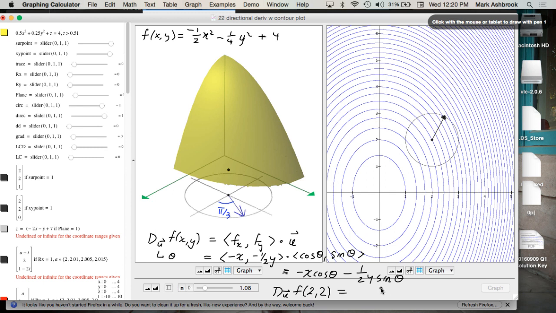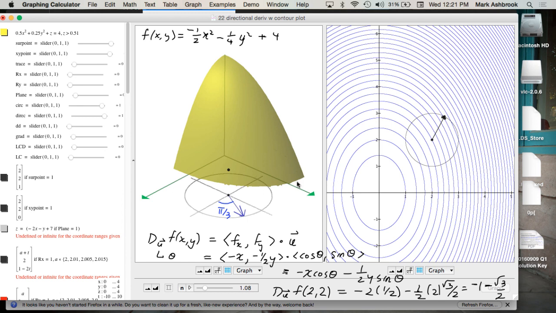Remember your cosines and sines? I picked pi over 3, see if you remember. Cosine of pi over 3 is 1/2. So this would be negative 2 times 1/2 minus 1/2 times 2 times square root of 3 over 2. And so what does that all come out to be? Negative 1 minus radical 3 over 2. Was our prediction correct? That's certainly negative. So that's the rate of change.